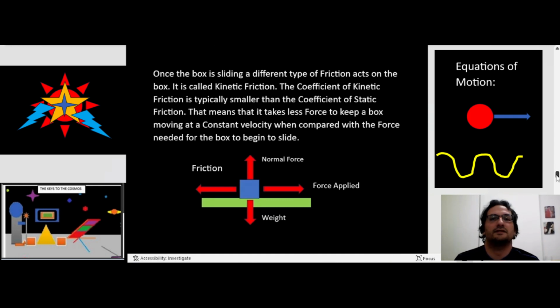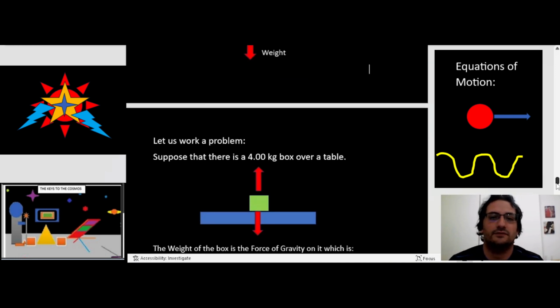Once the box is sliding, a different type of friction acts on the box. It is called kinetic friction. The coefficient of kinetic friction is typically smaller than the coefficient of static friction. That means that it takes less force to keep a box moving at a constant velocity when compared with the force needed for the box to begin to slide. So the coefficient of kinetic friction is usually less than the coefficient of static friction, which means that the force needed to keep the box moving at a constant rate will be less. Unless you want to accelerate the box, then you apply a greater force than that.